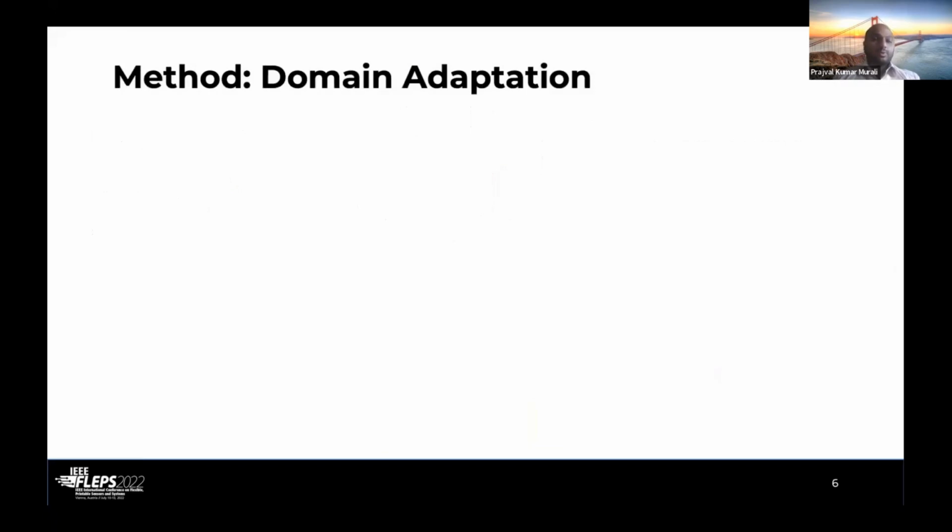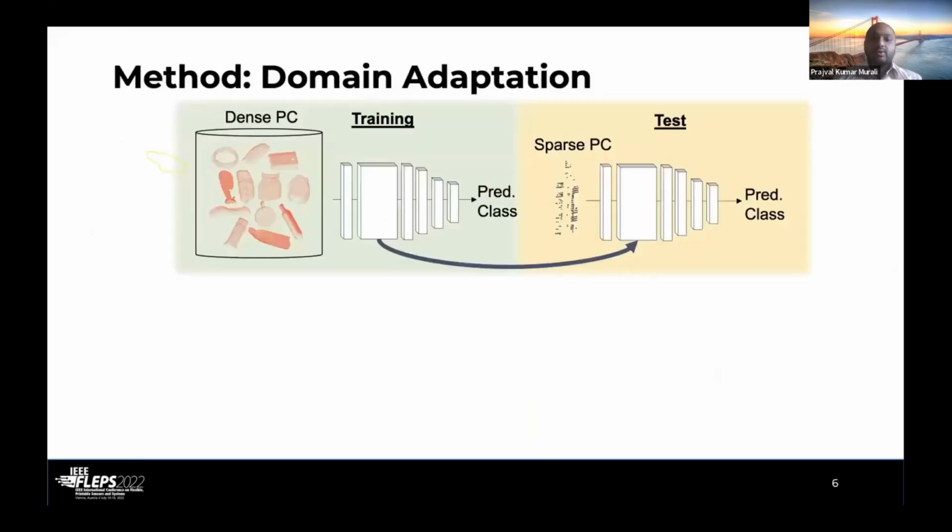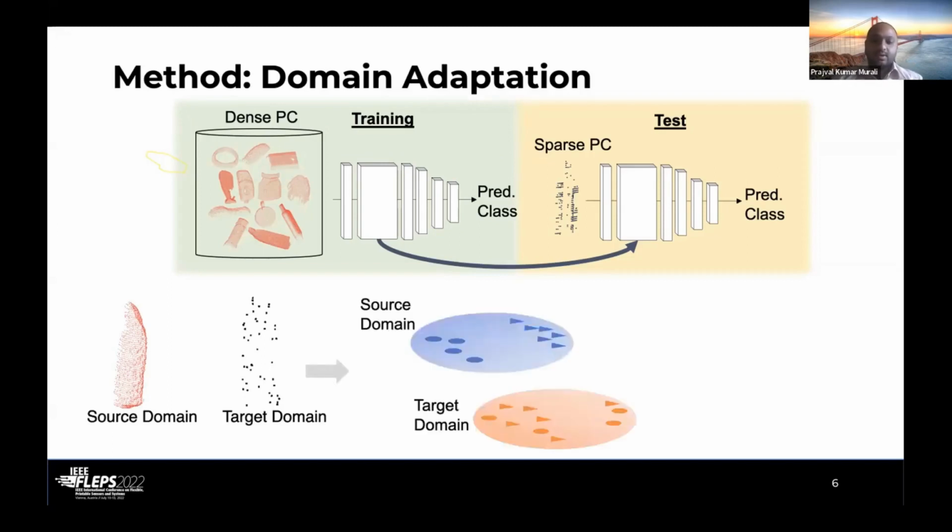What we want to do is something called domain adaptation. The objective is that we train a neural network with dense, labeled point clouds, and then we want to use the same neural network with sparse point clouds, typically from tactile sensing, to do classification, without any changes, or with very minimal changes, without explicitly training with tactile data. The dense data set is called the source domain, and the sparse data set is called the target domain.